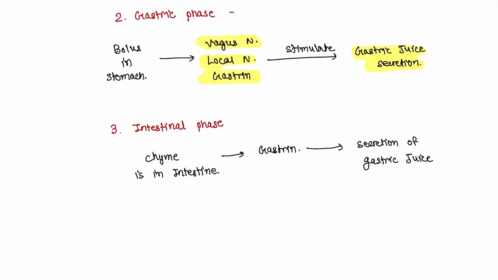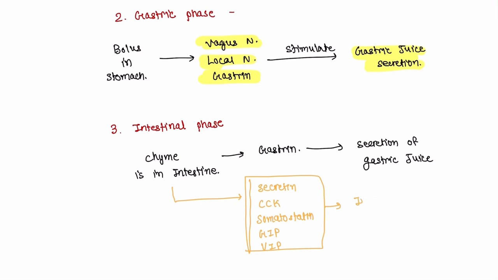Now this chyme present in the intestine will cause release of secretin, cholecystokinin, somatostatin, gastric inhibitory peptide, vasoactive inhibitory polypeptide, and these secretions will lead to inhibition of secretion of gastric juice. So these are the three phases.